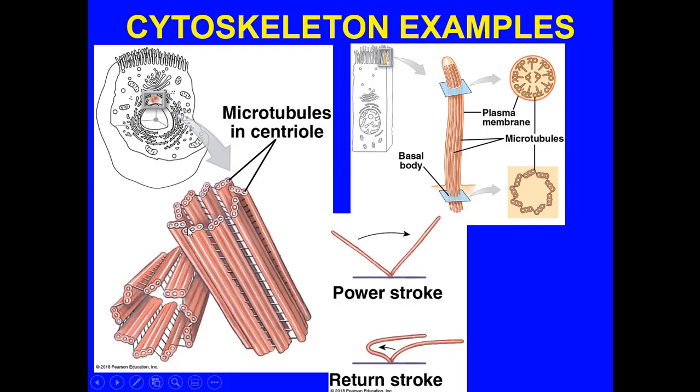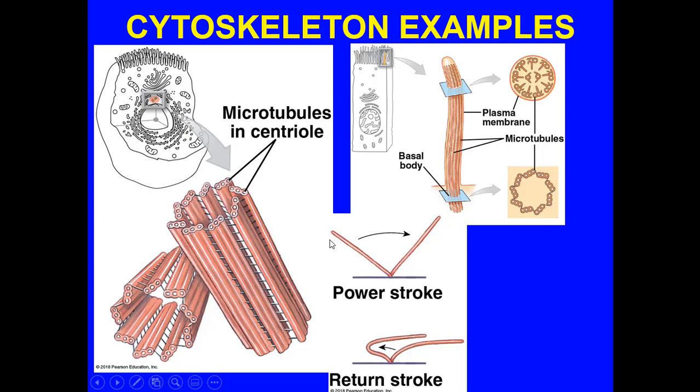Here you see the microtubule arrangement in a centriole. You'll notice you have the triplets here. So you have 1, 2, 3, 4, 5, 6, 7, 8, 9. So you have a set of 9, but you don't have a central one.